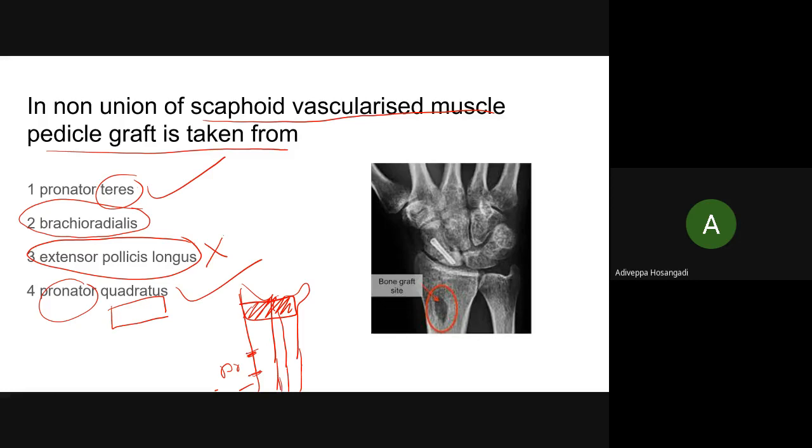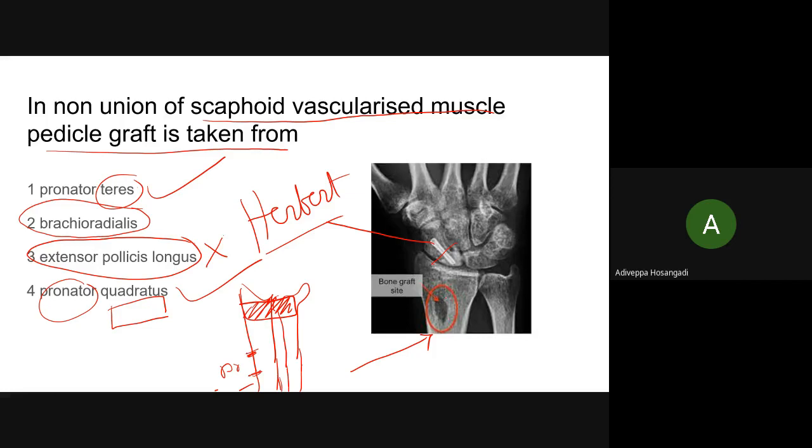So there is a picture shown here. Concentrate on this. There is a non-union of the scaphoid. They have put a screw. Remember this screw, very important. Herbert screw, a headless screw. Please remember that. That's very essential. They have put a screw here because there was a non-union.